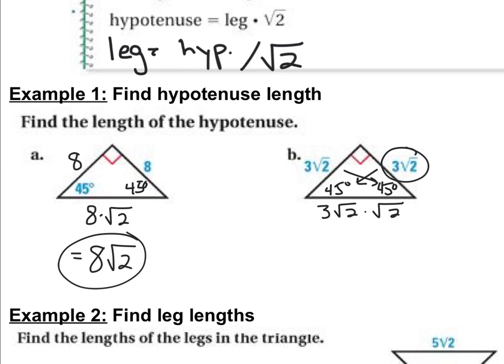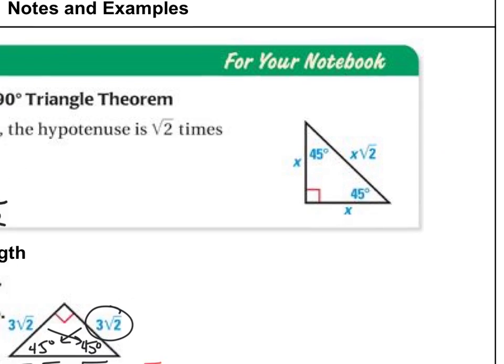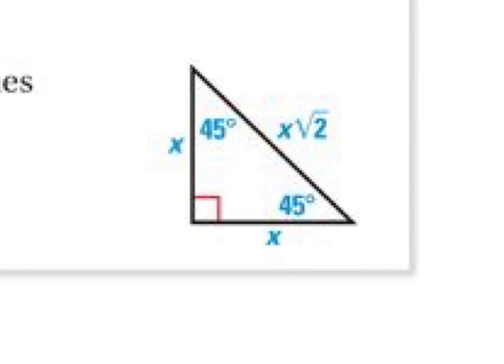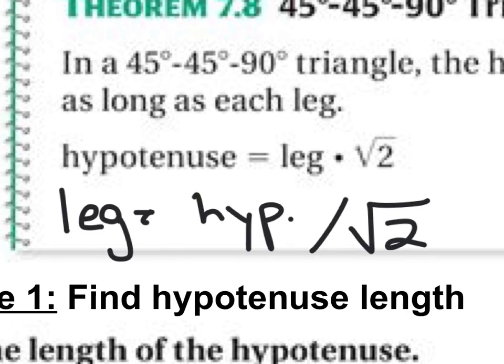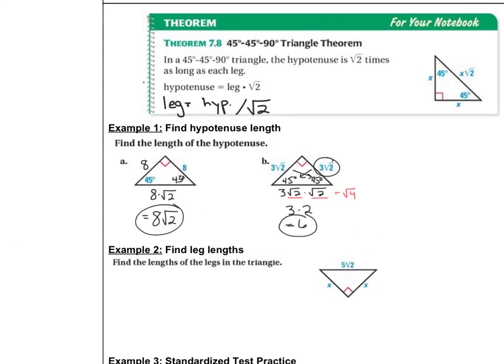Now there is some simplification that can take place here. Radical 2 times radical 2 will equal radical 4. The square root of 4 is 2, so we end up with 3 times 2, which will give us a length of 6. So hopefully this all makes a little bit of sense. Again, we're doing nothing but applying this right here, x for the legs, x times radical 2 for the hypotenuse, and if we need to, we can plug it into the formulas there.